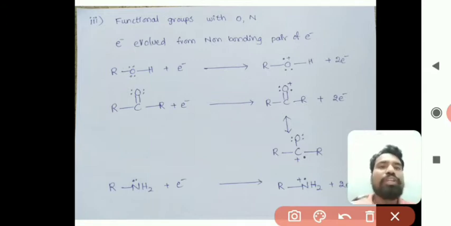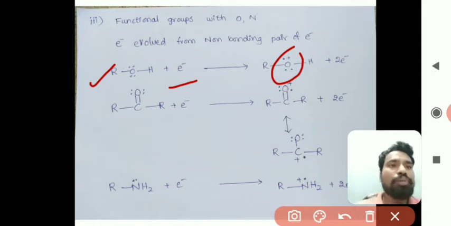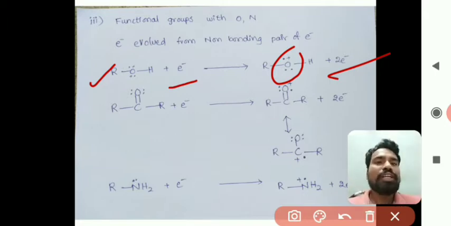So if you observe in the case of alcohols, that is ROH, it is bombarded with an electron. Then what is happening here: one electron on oxygen will be evolved, and you get a positive charge on oxygen, and then 2 electrons are removed, right? So this is in the case of alcohols.